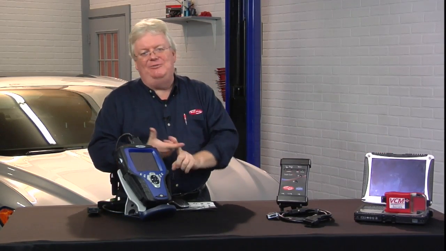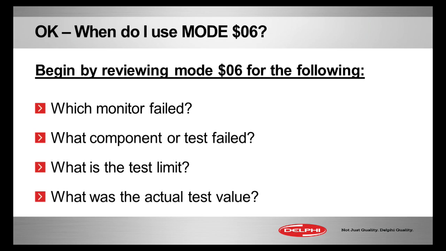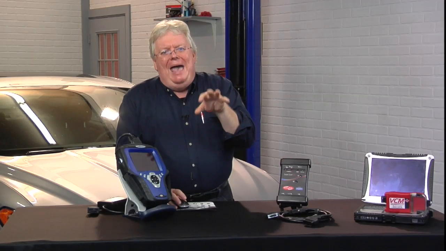Some other things you want to ask yourself every time you open up your scanner, your laptop, whatever, looking at mode 6, you ask these 4 questions. Which monitor failed? Which TID is saying failed, or MID if it's a CAN bus vehicle? What component, what CID, or TID in CAN speak, failed? What's the test limit and what's my actual value? Look for the bad information, the stuff that's failing in mode 6, if it's not in a system related to your customer's problem. That is very important.